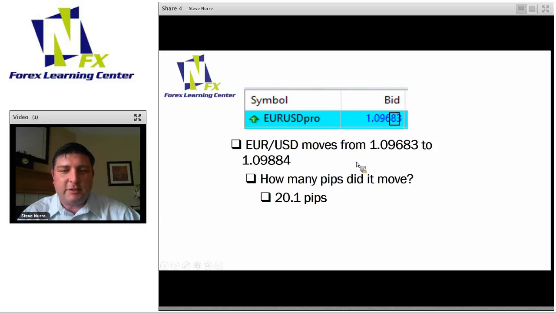So 1.09683 to 1.09884, if you subtract those out, it would come to 0.00201. That's equivalent to a 20.1 pip movement in the market. 20.1 pips is the amount that it moved. So whenever the last decimal place moves, or the second last decimal place, that is where you're making your money in the foreign exchange markets. And like I said, they don't just move a penny a day. If it moves a penny a day, you've made 100 pips or 100 points.